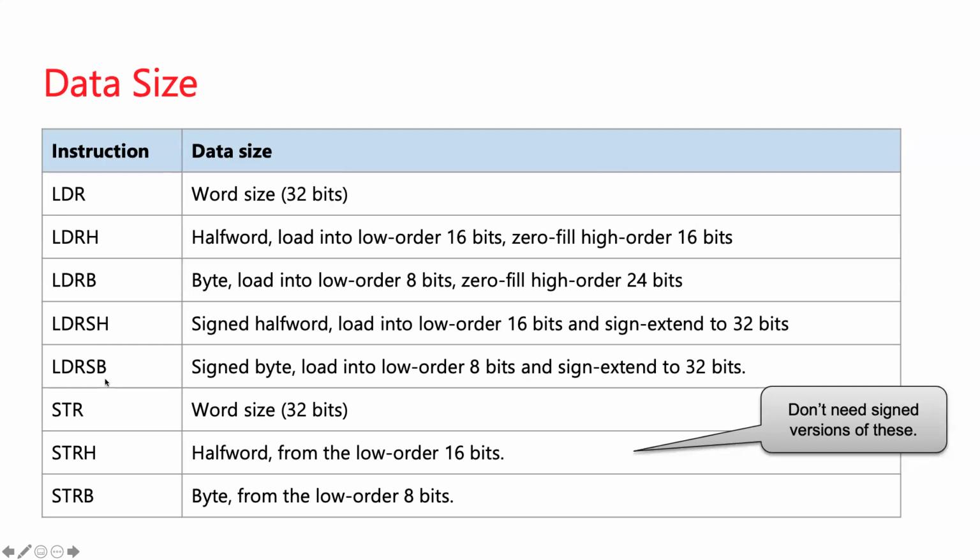On the store side, you can also save the low order 16 bits of a register or the low order 8 bits. Here, we don't need to worry about sign extension because we're going the other way. It just copies the low order 8 bits or low order 16 bits. So this is all it takes to access memory in different size chunks. It's the same 3 we just talked about, byte-sized, half-word sized, or word-sized. Questions?